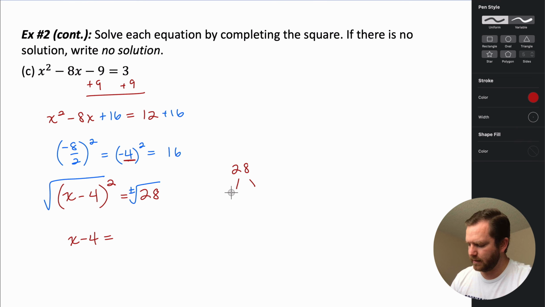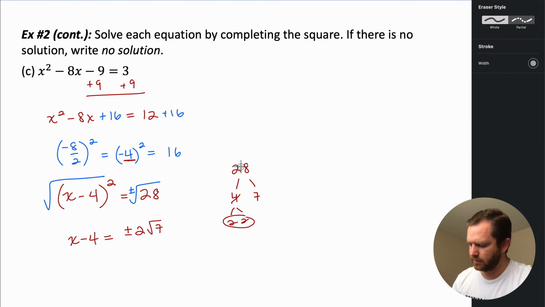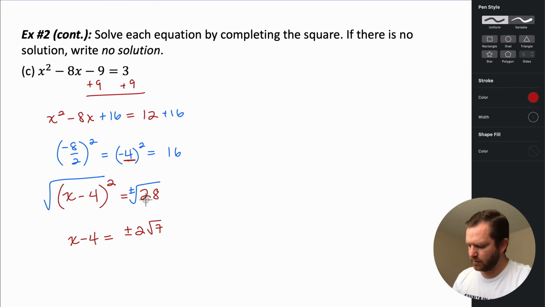Okay, so we have to do a little bit of simplifying. So 28, that is 4 and 7, 2 and 2. This has an index of 2, so we're looking for a pair. So this is going to be plus or minus 2 times the square root of 7. So that's what the square root of 28 is. It's 2 times the square root of 7.